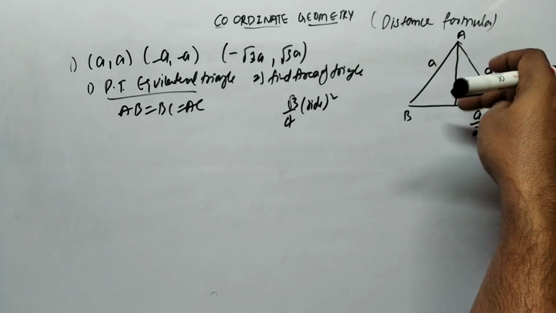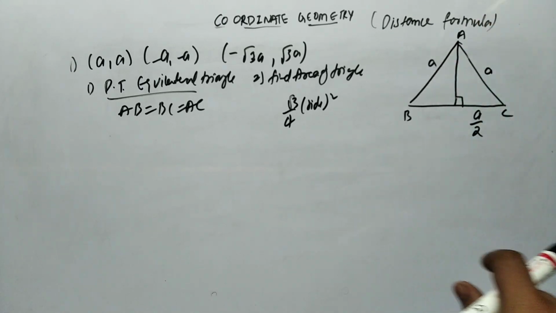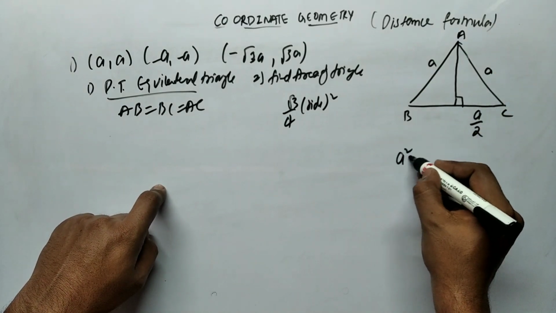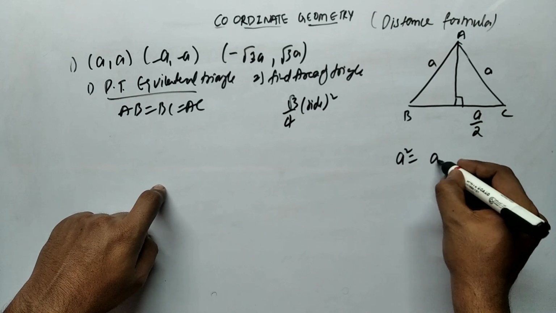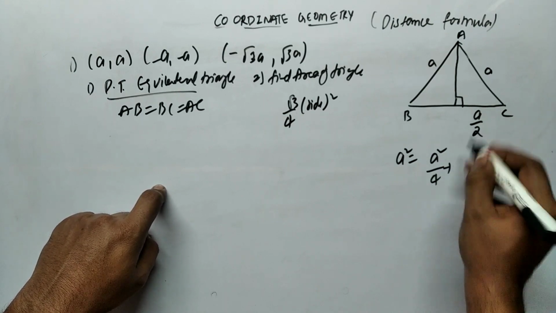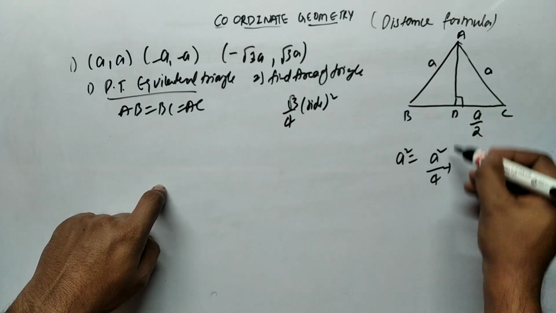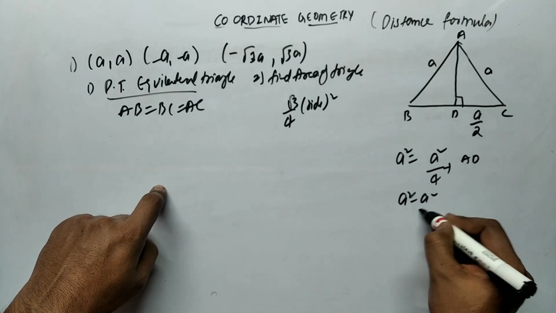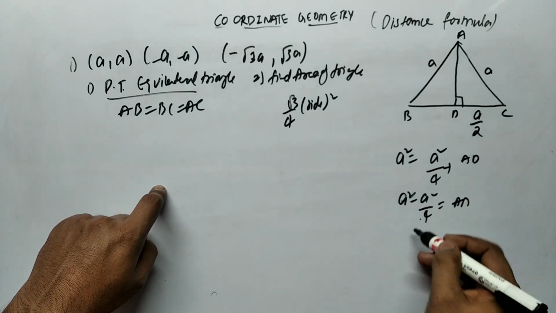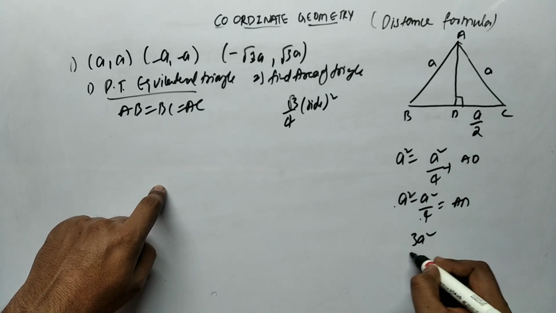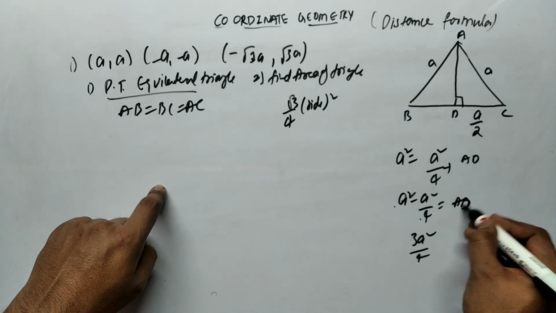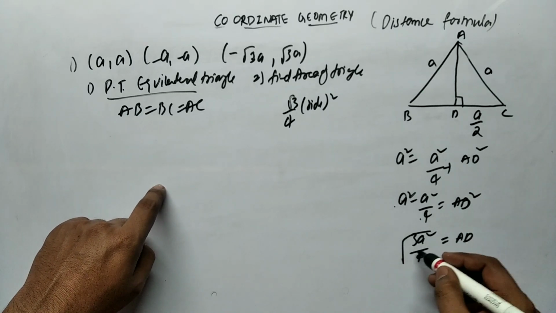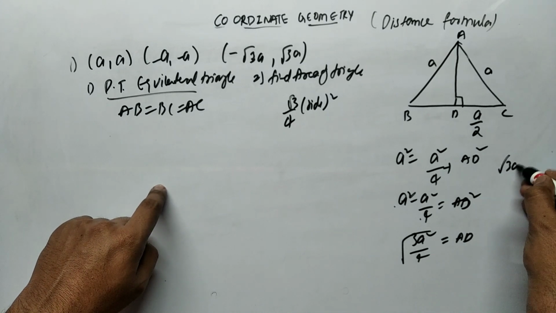We need to find the length of this. So how can you find it? We will use the Pythagoras theorem. We know that hypotenuse square equals adjacent square, a square by 4, plus this side. This side we need to find; I am naming it AD. So if I send this to the left side, a square minus a square by 4 is equal to AD square. So 4a square minus a square gives 3a square by 4, this is AD square. We need the value of AD, so take the square root, and we get root 3 a by 2.